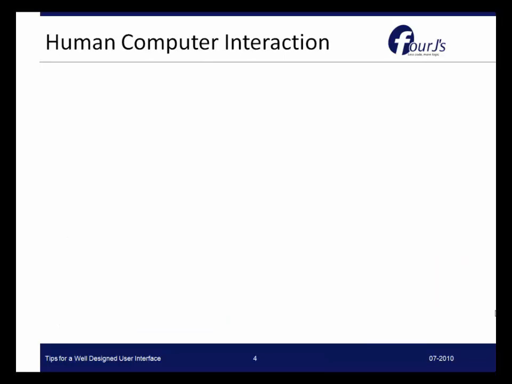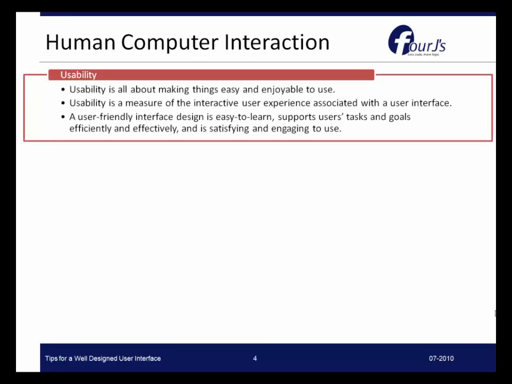Now, the study of human-computer interaction has been around as long as computers themselves. There are three segments or branches to the study of human-computer interaction that apply to the designing of good user interfaces. The first one is usability. Usability is all about making things easy and enjoyable to use. Usability is a measure of the interactive user experience associated with the user interface. A user-friendly interface design is easy to learn, supports users' tasks and goals efficiently and effectively, and is satisfying and engaging to use.